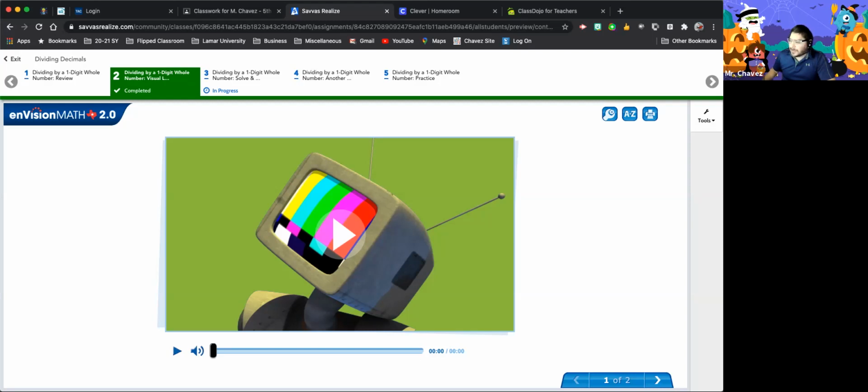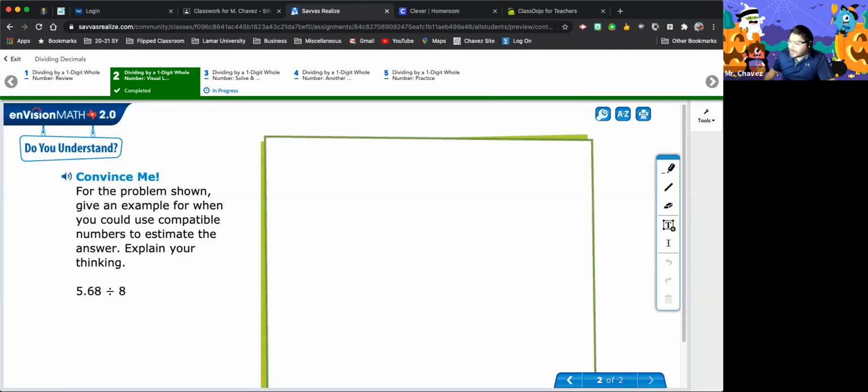You should be having that notebook with you. So right here, we have our video that everyone should have watched about dividing decimals. And then as part of your homework, this was your problem: 5 and 68 hundredths divided by 8. When you go right here, you have the little pencil.